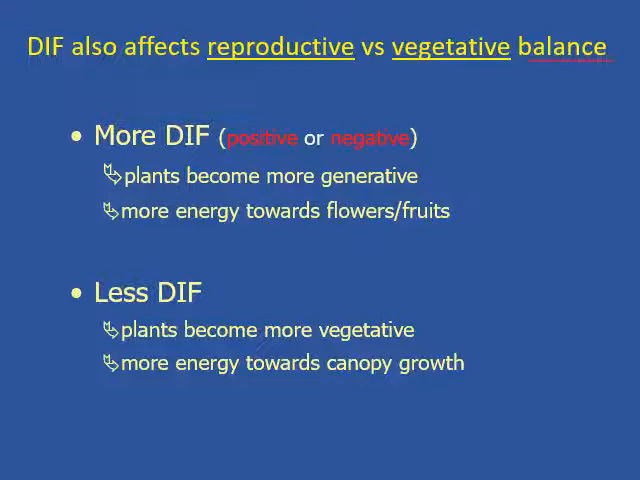So as you increase the difference between day and night, plus or minus, this is either direction, as the temperature variation increases, the plants produce more flowers and more fruits. As you reduce the difference between day and night, right? So there's less difference between your day temperature and your night temperature, your plants are more vegetative.